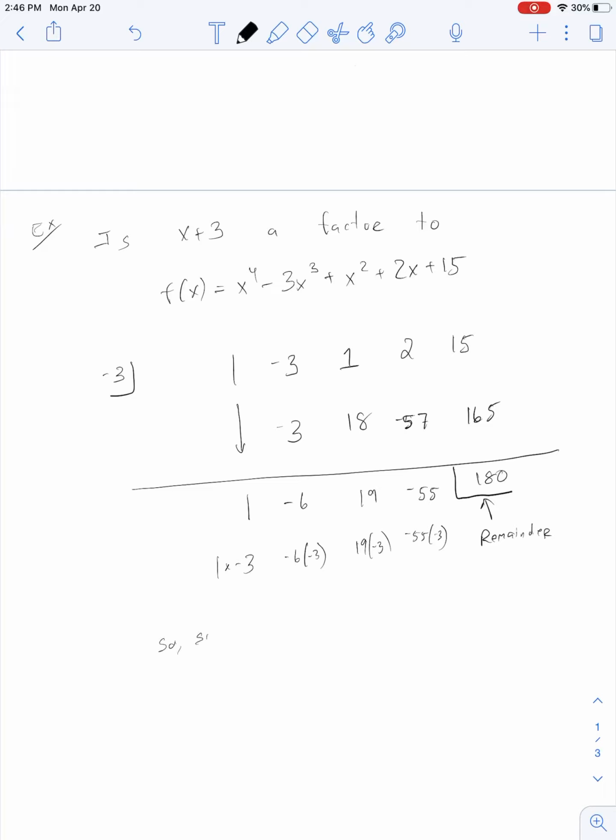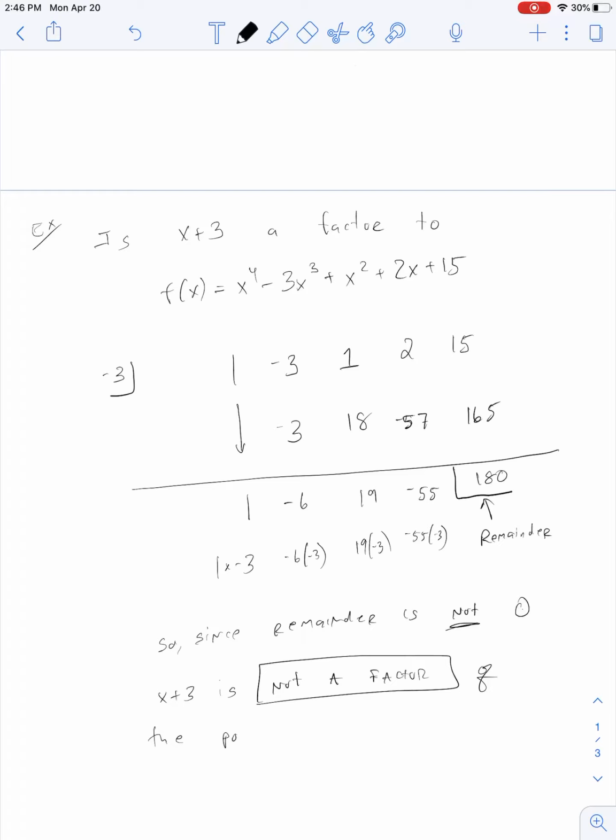So, since the remainder is not 0, x plus 3 is not a factor of the polynomial. All right, so very nice first example. Let's go ahead and take a look at our next example.